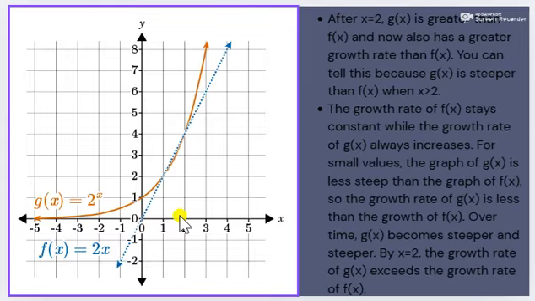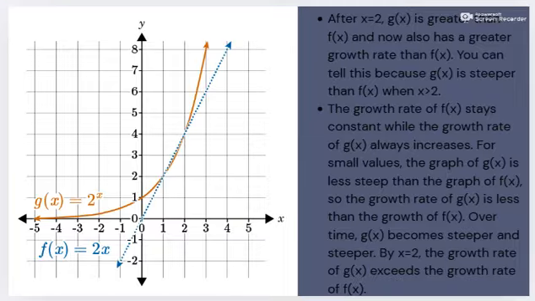After x equals 2, so after this point where they cross again, g of x is greater than f of x. Orange is better than blue, and now also has a greater growth rate than f of x. You can tell this because g of x is steeper than f of x when x is greater than 2. The growth rate of f of x stays constant, while the growth rate of g of x always increases.